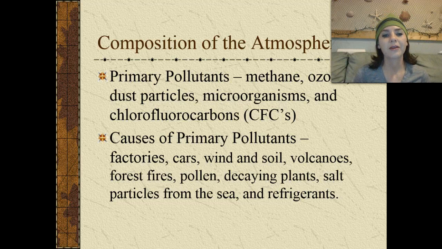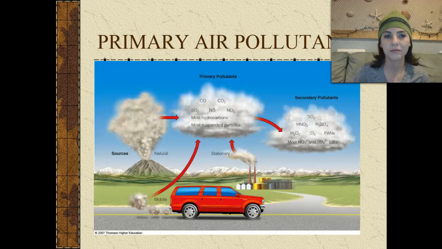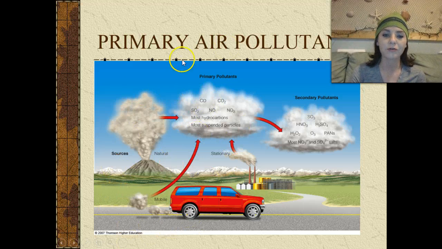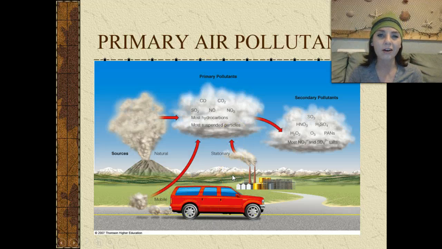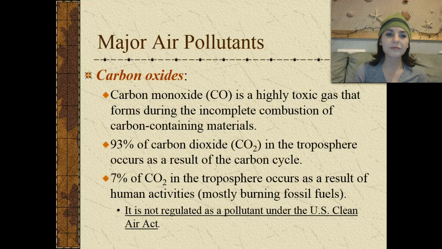and things like that. The causes, however, of primary pollutants can include factories, cars, wind and soil, volcanoes, forest fires, pollen, decaying plants, salt particles from the sea, as well as refrigerants. So looking at some of the primary air pollutants, we have some of the natural sources, which include volcanoes, and then we also have emissions from cars, different types of factories, things like that.